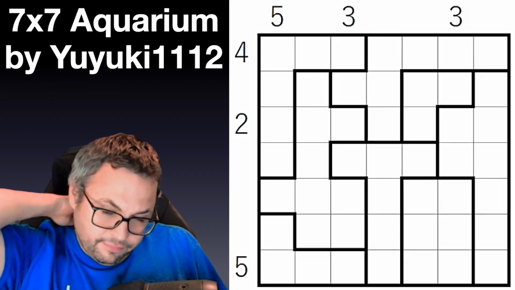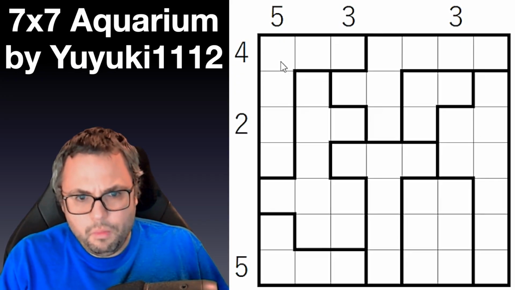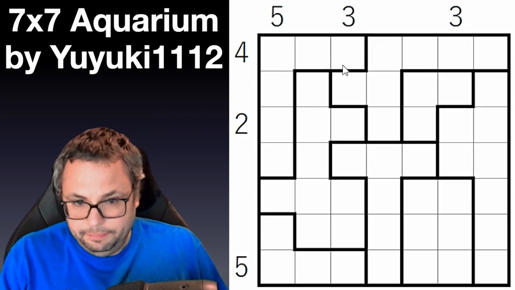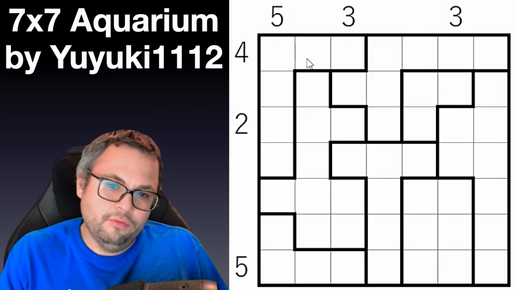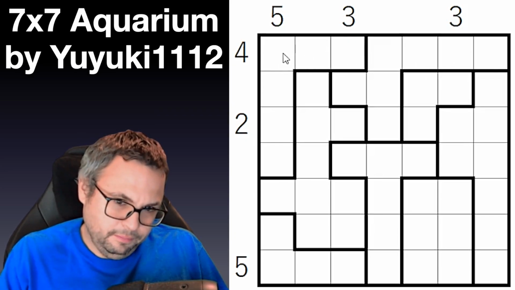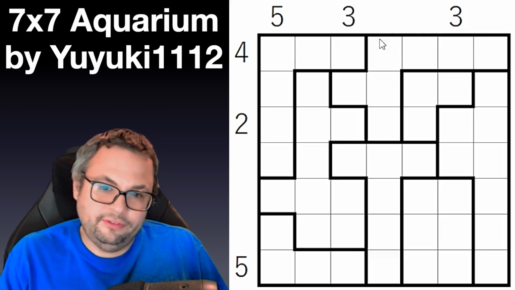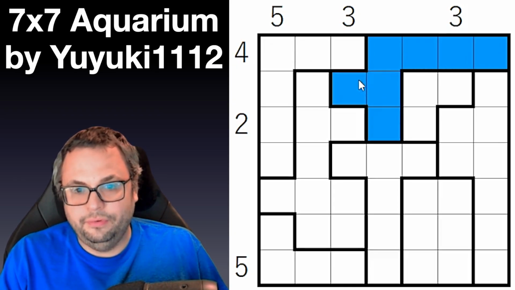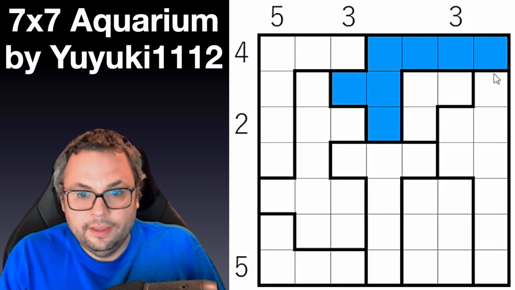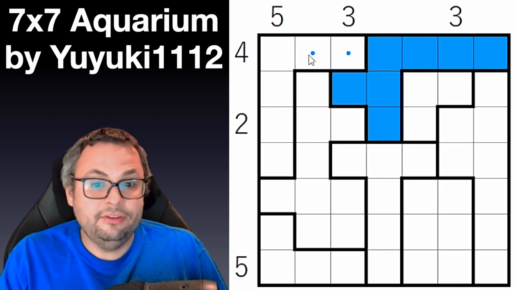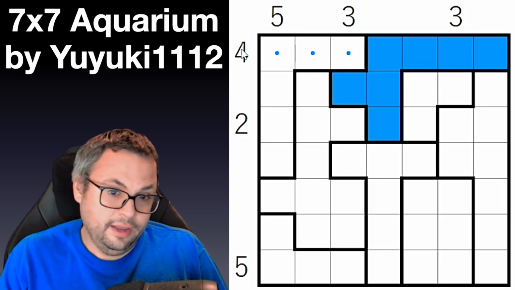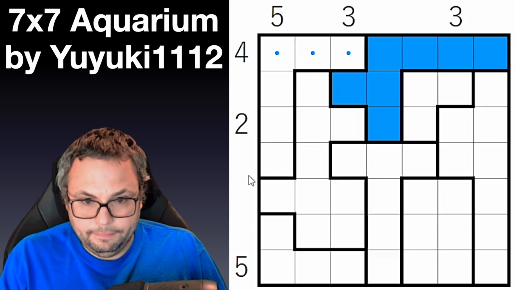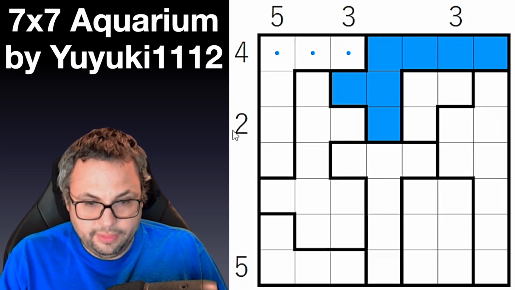All right, so the first thing I see is that in row 1 here, we need 4 water cells, and there's only 2 tanks they could be in. But even if some of them were over here, that's still not 4. And so therefore, some of the water has to come from this tank. But because of the way water works, that means this entire tank is full of water. And so we can waterify that. But now that is my 4 water cells for this row, so we know these are all air.